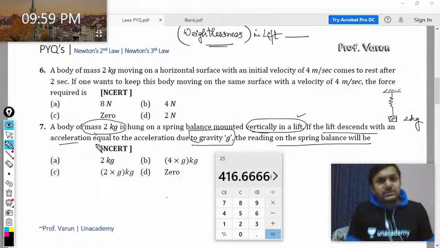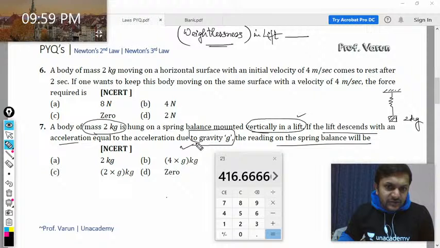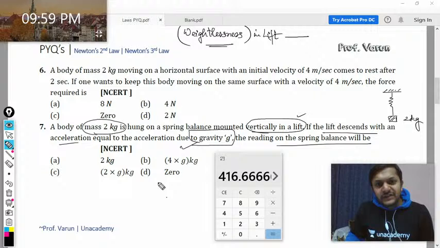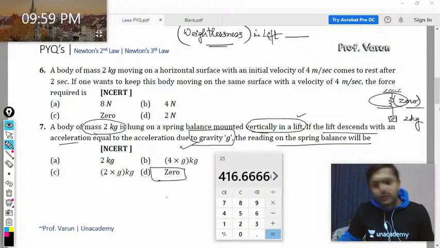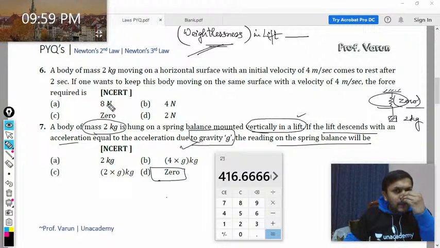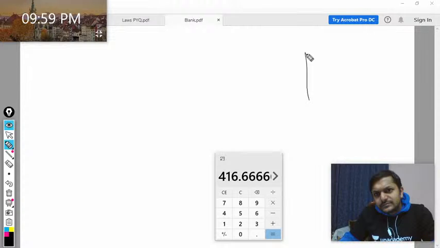How is that possible? The lift is falling. It means the lift is in free fall. So whenever the lift is in free fall, the weight reading in the spring will definitely be equal to 0. There is no doubt about it. So this is a typical case of, well, as far as lifts are concerned, I can just remind you a little.